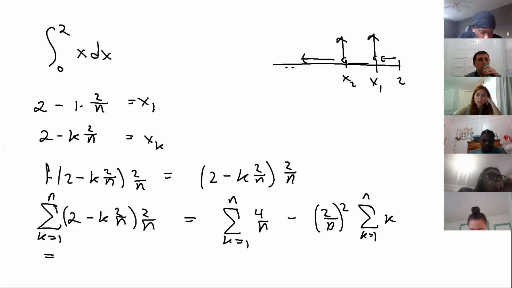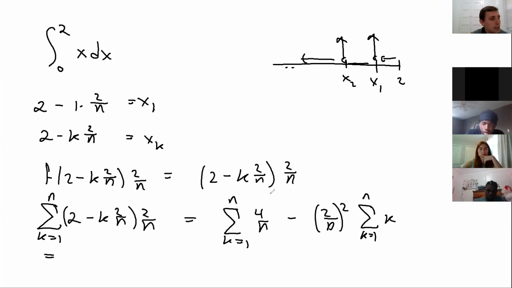Very good, 4. Yes, exactly. It should be 4. You agree, guys? Because I add 4 over n plus 4 over n plus 4 over n until I reach n. So I added n times. So the first part should be 4.